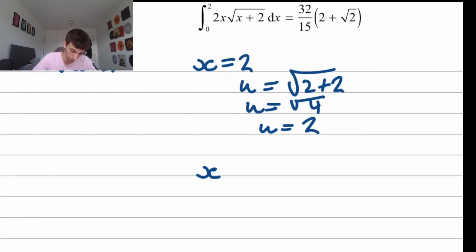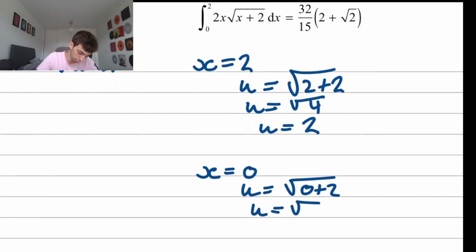Looking at our lower limit, we plug in x equals 0. So we have that u equals the square root of 0 plus 2. So we have that u equals root 2 as a lower limit.